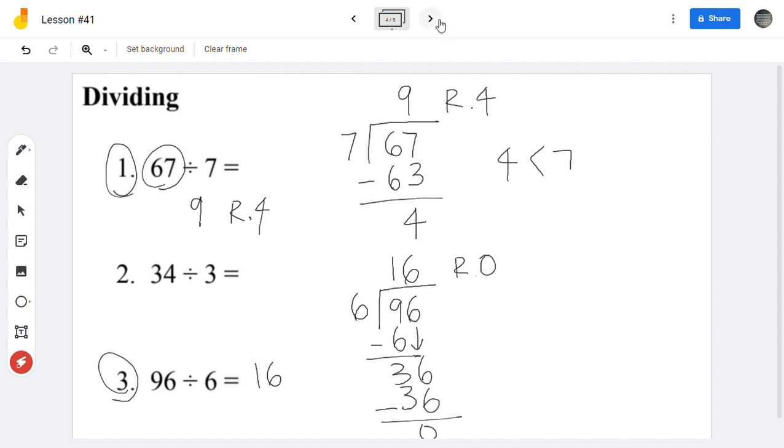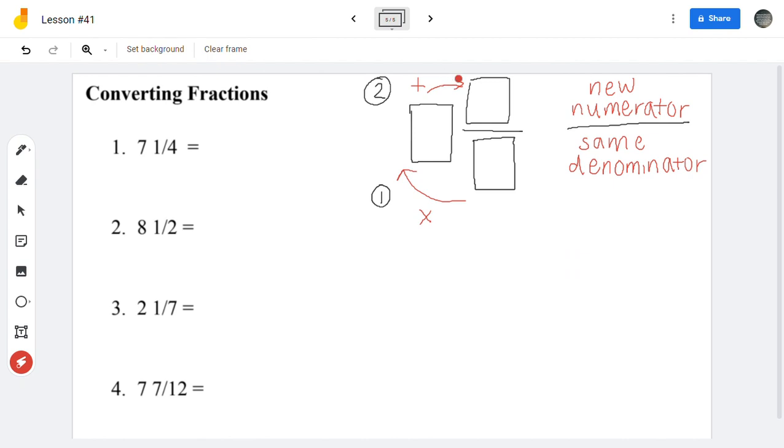Now the last section we're going to go over is converting fractions, and if you can look at the problem, we're going to be converting from mixed fractions into improper fractions. So this is just the diagram that I have laid out over here that would help guide you through your converting. Now I'll explain them with number 2 and number 4.